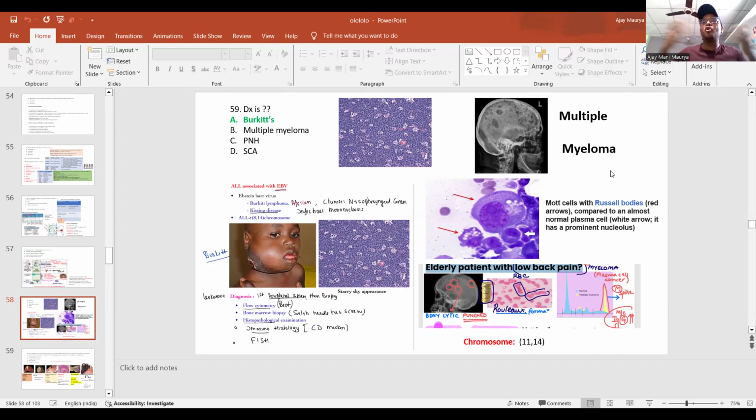There is going to be a greater number of immunoglobulins, and there you will see the M spike. The most common immunoglobulin is IgG. And the chromosome translocation is 11;14. Let's remember this one, guys.